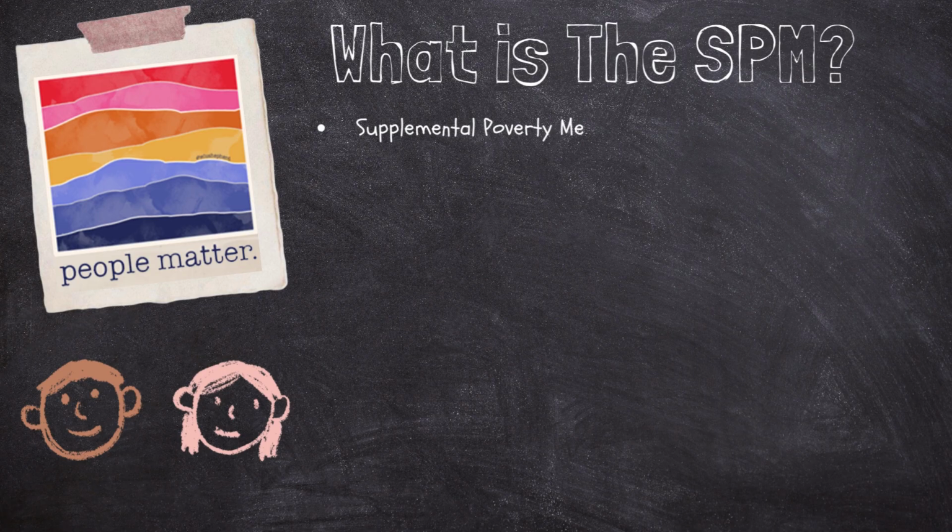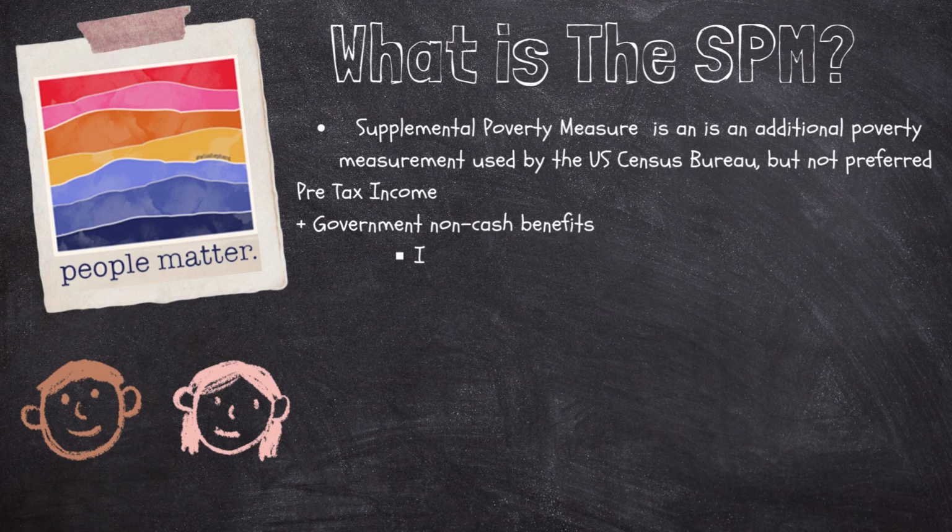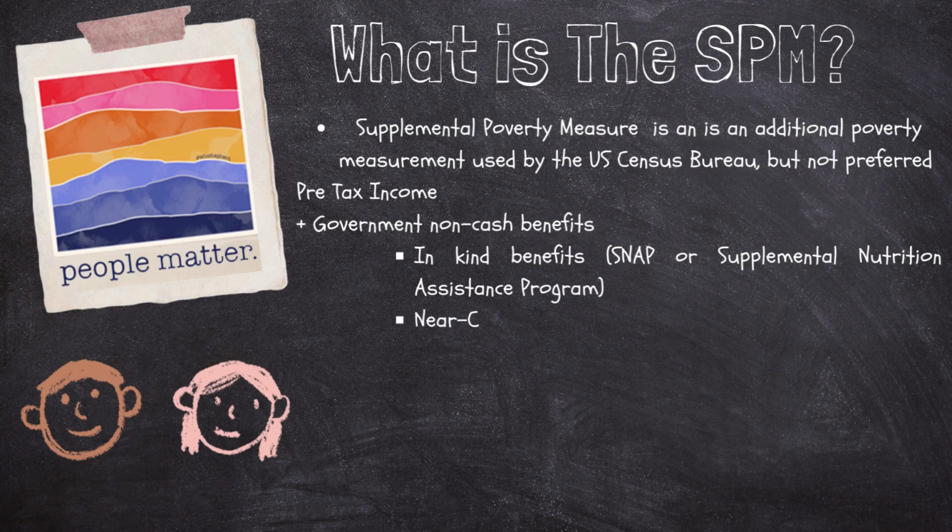The SPM, or Supplemental Poverty Measure, is an additional poverty measurement used by the U.S. Census Bureau, but it is not preferred. This measurement examines the resources of households by measuring their income and then adding government non-cash benefits. This includes both in-kind benefits, like the Supplemental Nutrition Assistance Program, or SNAP, which provides food benefits to supplement in grocery shopping, and near-cash benefits, like child tax credits.